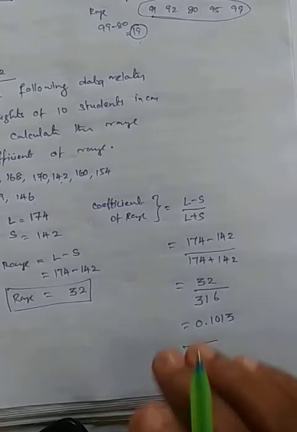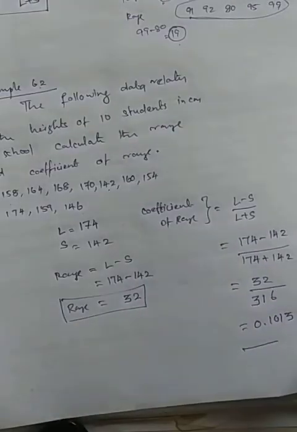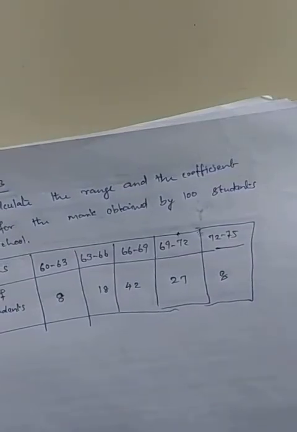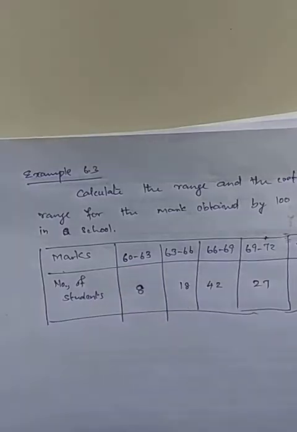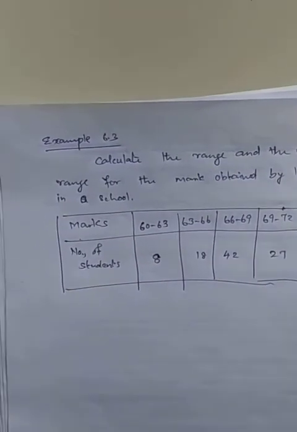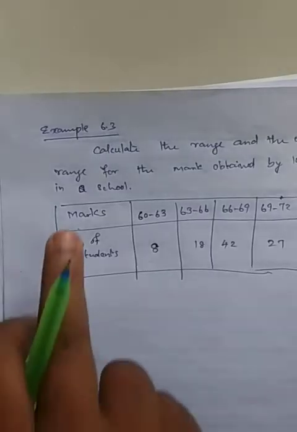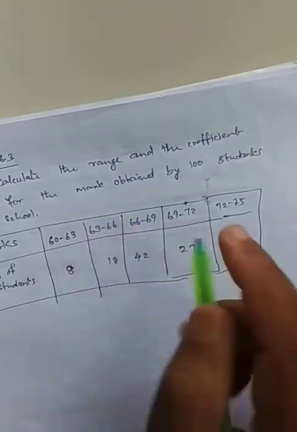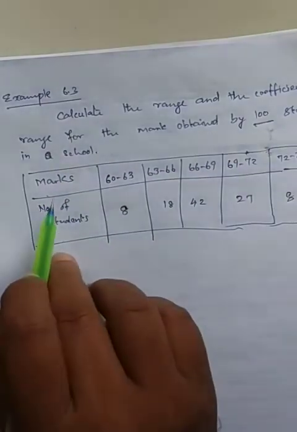Is that clear? Okay, this is a problem we needed to find. Okay, so next problem we'll see how we are going to do. So I will write the question, I will come back to you. Now we will see this example, what this example is saying here. Calculate the range and the coefficient of range for the marks obtained by 100 students in a school.